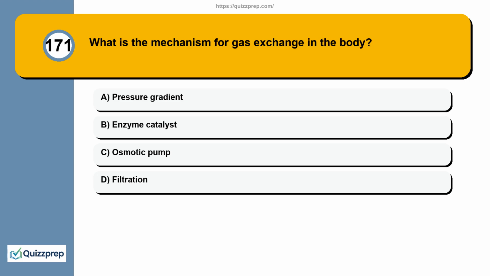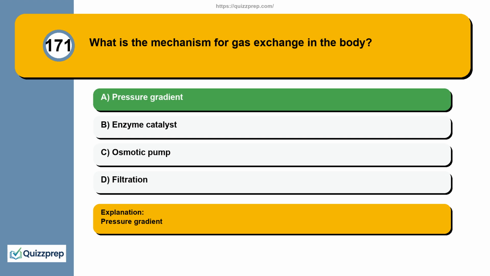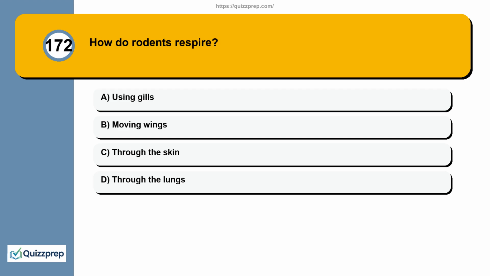Question 171. What is the mechanism for gas exchange in the body? Option A. Pressure gradient. Option B. Enzyme catalyst. Option C. Osmotic pump. Option D. Filtration. The correct answer is option A. Pressure gradient. Question 172. How do rodents respire?